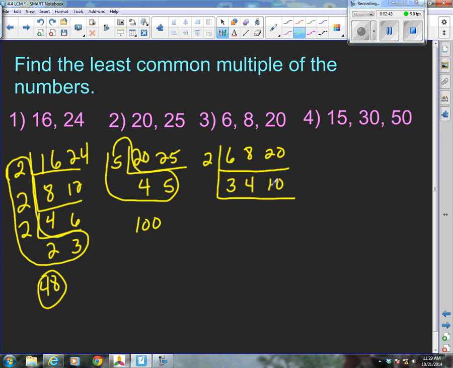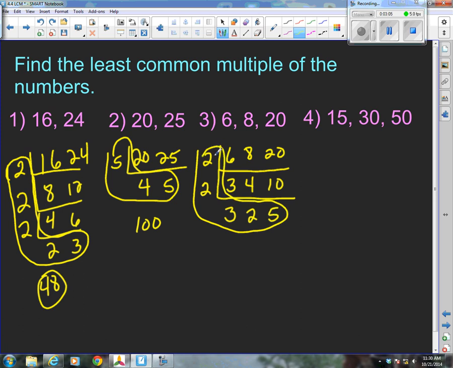I know 4 and 10 share a common factor, and that is 2. So 2 will go into 4 and 10. It doesn't go into 3. I'm leaving 3 alone this time. I'm just going to bring it down. 2 goes into 4 2 times. 2 goes into 10 5 times. Now, none of these numbers have anything in common except for 1. They're all relatively prime. So if I multiply the L, I should have my least common multiple.